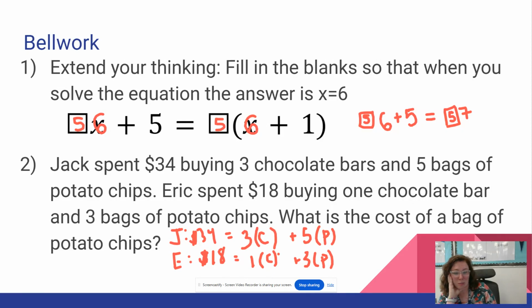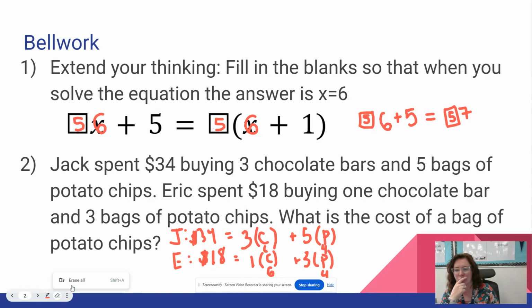So let's just make a guess. Let's say a chocolate bar is 6. If a chocolate bar is 6, 18 minus 6 is 12. Then 3 times 4 is 12. Let's see if that works here. 3 times 6 is 18. 5 times 4 is 20. 18 plus 20 is 38. So no, that didn't quite work.